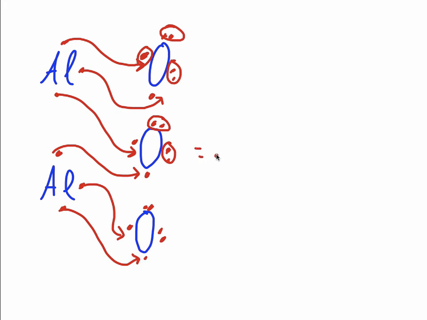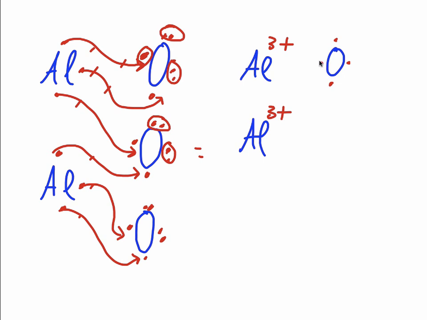So let's go ahead and see what happened. Well, this aluminum lost 1, 2, 3 electrons. So it's got a 3 plus charge. And this aluminum here lost 1, 2, 3 electrons. So that's 3 plus, okay? And let's look at the oxygen. This oxygen gained 2 electrons. So this oxygen that now has 8 electrons, that's what we call its octet, has an overall 2 minus charge because it gained or took 2 electrons.